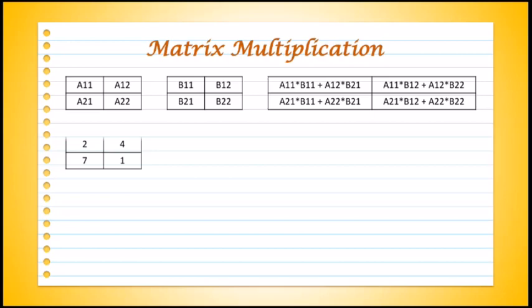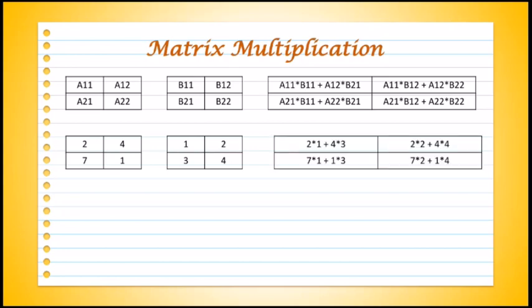Now we will take one example. Suppose these are the values. Here A11 is 2, A12 is 4, A21 is 7 and A22 is 1. And here B11 is 1, B12 is 2, B21 is 3 and B22 is 4. These are the two matrices, and to perform matrix multiplication, we just replace the values.